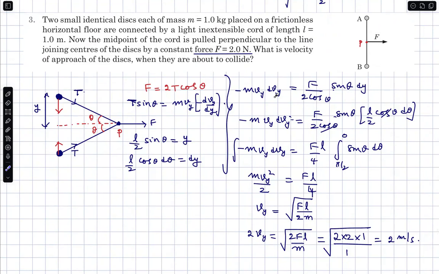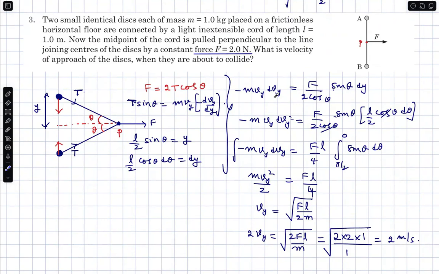6. Right. You can see two small identical discs, each of mass 1 kg, placed on a frictionless horizontal floor. They are connected by a light inextensible cord of length 1 meter. You are at the midpoint, say P is the midpoint, and you are applying a constant force of 2 newtons. What is the velocity of approach of these discs when they are about to collide?